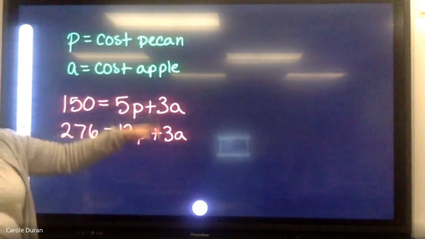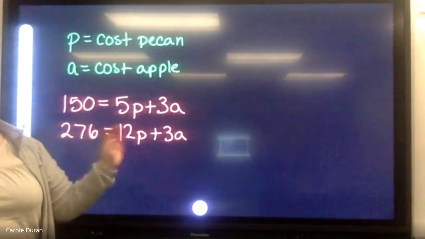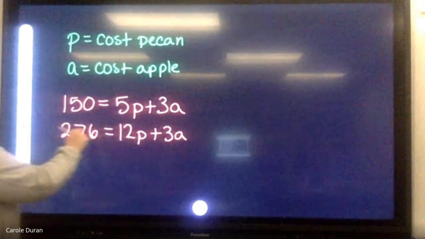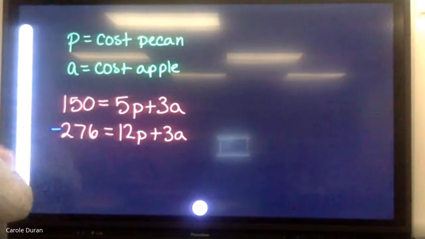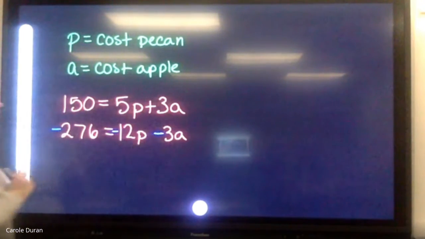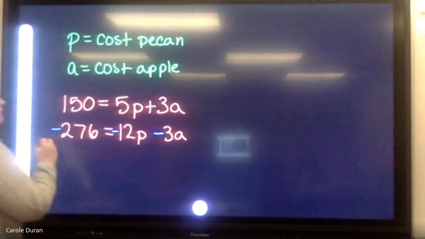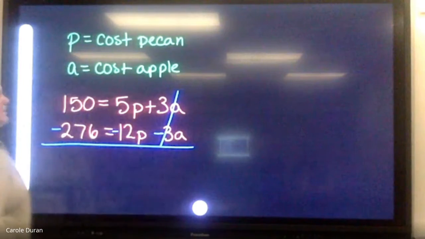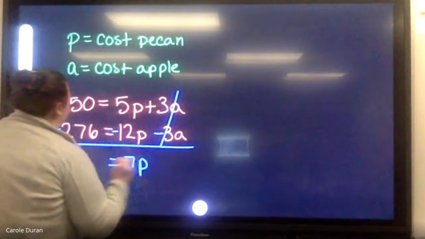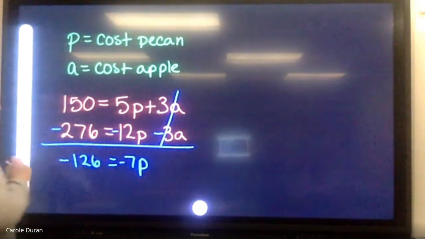Since I have 3A and 3A, in order to eliminate these, I just need to make one of those negative. She chose the bottom equation, which is perfectly fine. So we're gonna multiply everything in this bottom equation by -1. When I do, I get -276, -12p, and -3a. I add straight down, and the 3a and the -3a cancel. 5 minus 12 is -7p, and 150 minus 276 is -126.